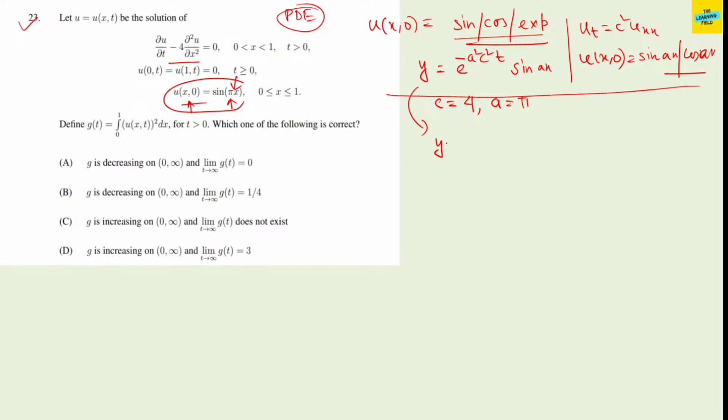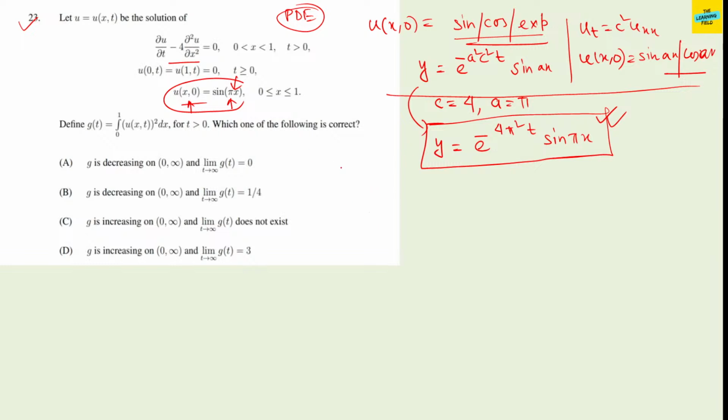Fine. So this u equals e to the power minus a² c² t, which means minus π² times 16, so e to the power minus 16π² t sin(πx). This is the solution. You can also verify it according to your own method whether this is the solution or not. Obviously this is the solution.